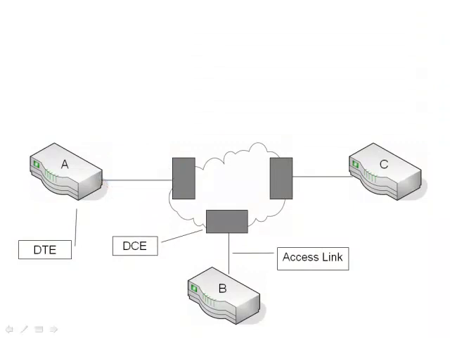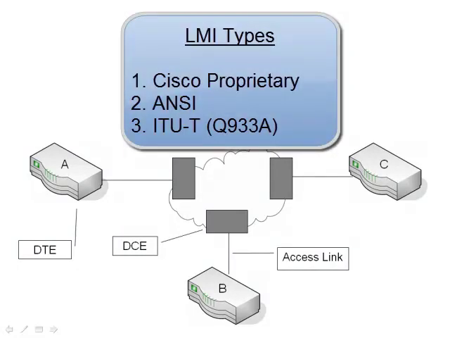There are three types of LMIs you need to be aware of. The first one is the Cisco proprietary LMI, and on Cisco devices, that is the default that is used. The second one is known as ANSI, and the third one, ITU-T, or sometimes you'll see it as Q.933A. Those are both open standards.